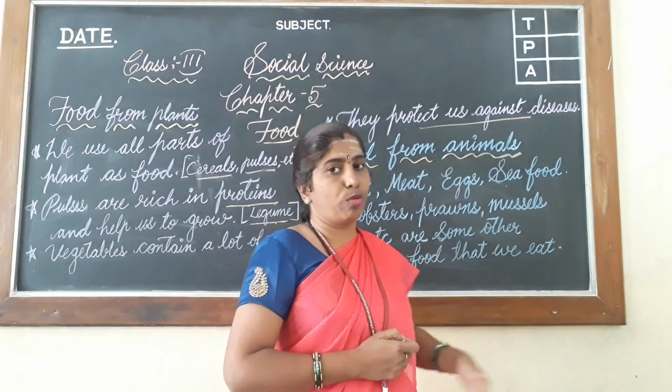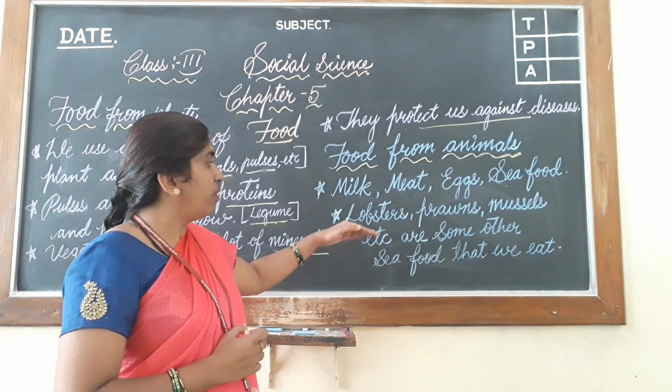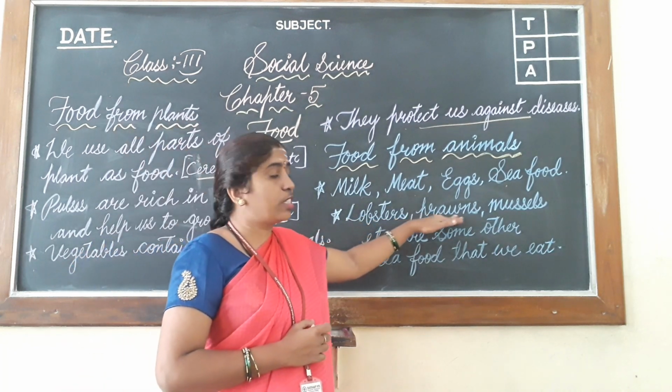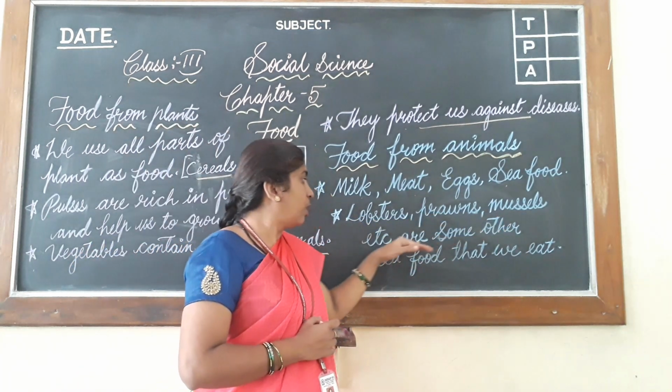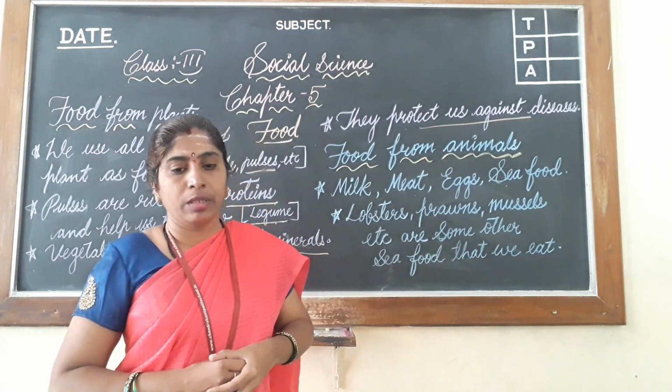Then seafood. Seafood may be from lakes, rivers or seas. Okay. Fish is the important seafood, you can say, and that we eat it. Fish as a food only we eat. Not only fish, even lobsters, prawns, mussels, etc. are some other seafoods that we eat.